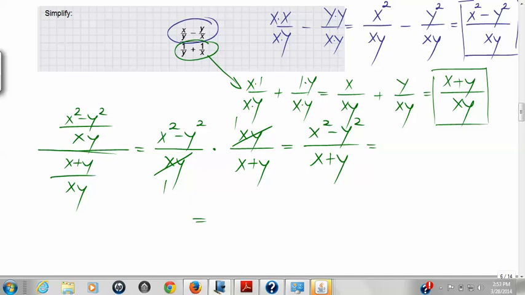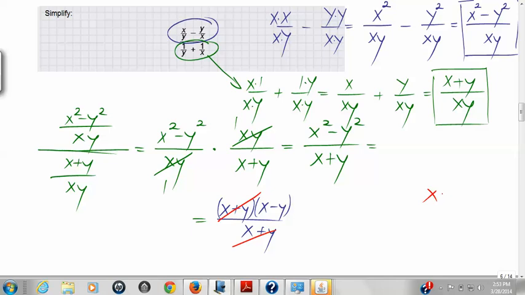But can you guys see the top here? I'm going to use a different color. X squared minus y squared is the difference of squares, which you can write as x plus y times x minus y, or backwards. It really doesn't matter. We know multiplication is commutative. And now the bottom one is x plus y. Now it is really obvious that x plus y and x plus y will cancel out.